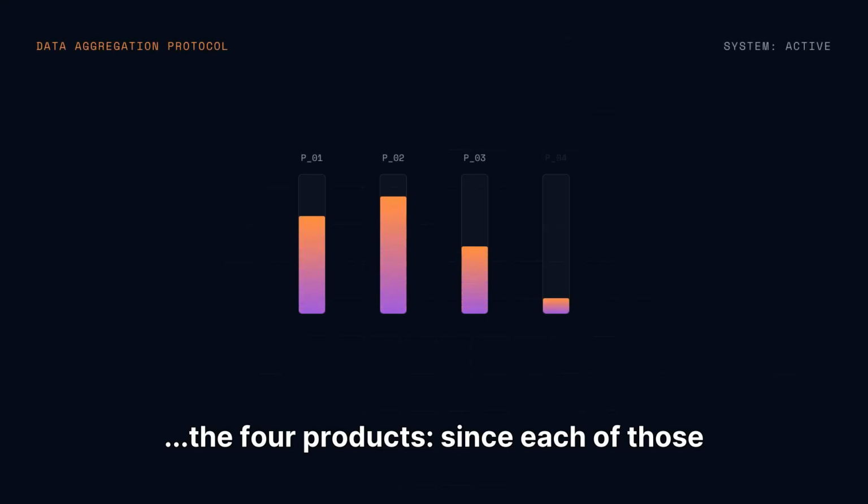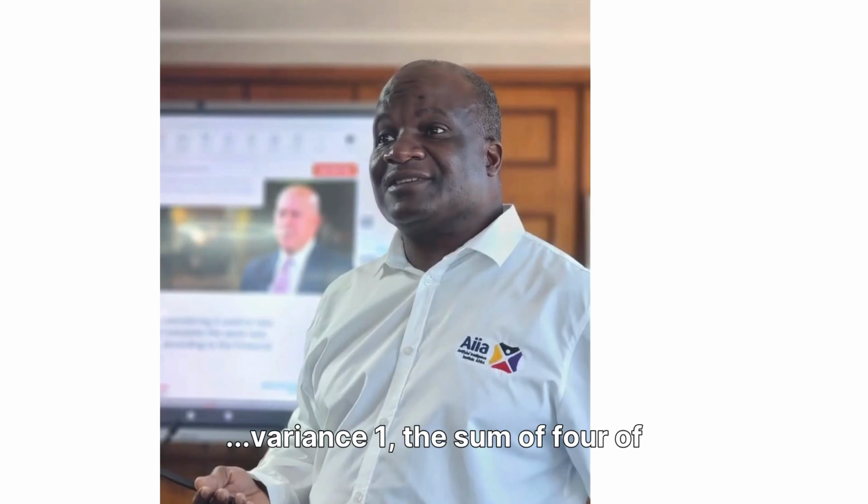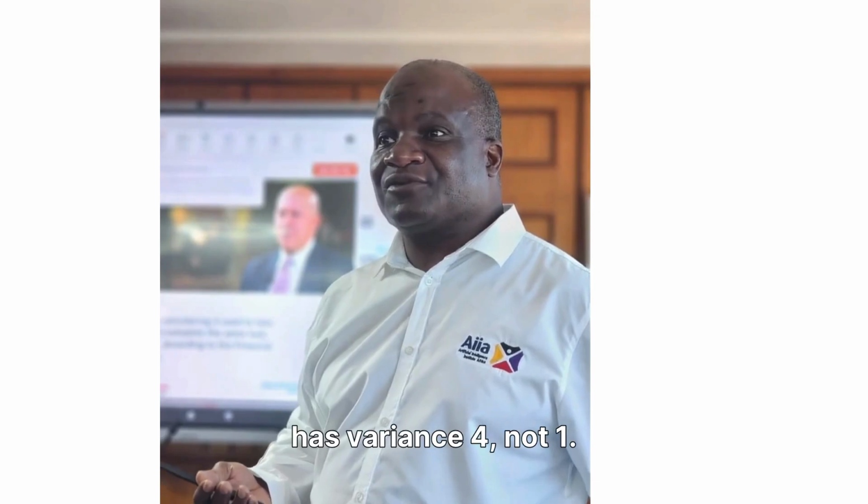Since each of those 4 product terms independently contributes variance 1, the sum of 4 of them has variance 4, not 1.